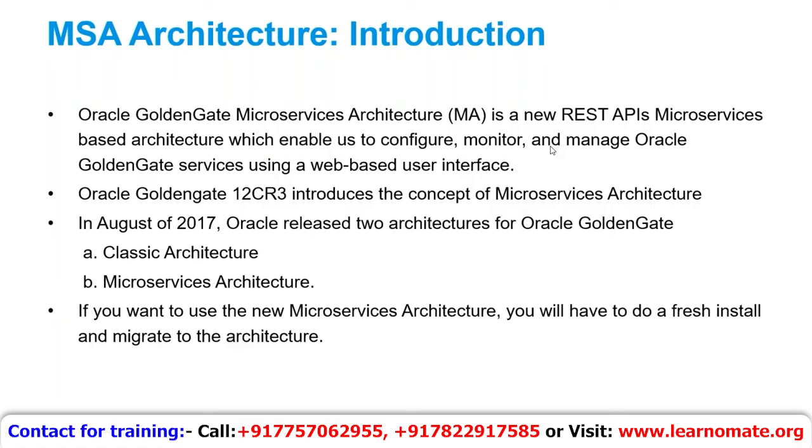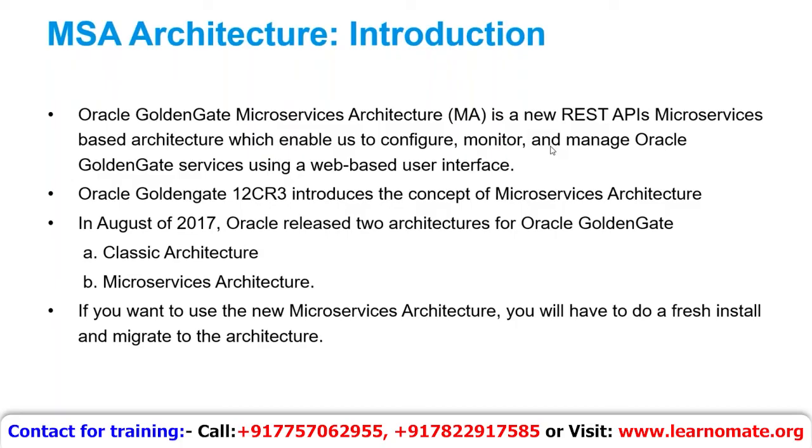Oracle GoldenGate 12c R3 introduces the concept of microservices architecture. In August of 2017, Oracle released two architectures. One is Classic and the second is microservices. So the existing GGSCI was renamed to Classic and the new architecture is called microservices architecture. So microservices is still being called new, the reason being it is not widely used right now.